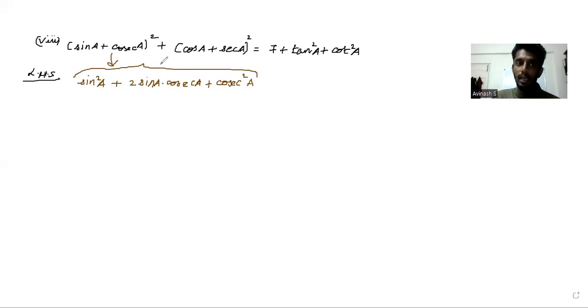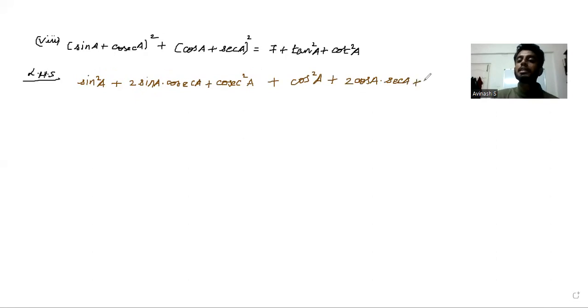Likewise, I'm going to expand the other term, which is cos square a square term, and then 2ab term, which is 2 cos a into sec a, plus sec square a. So now I have expanded this term. The second term I have expanded, which is nothing but a square plus 2ab plus b square again. Now, it's very clear that sin square a plus cos square a will become 1 according to identity. So this will become 1. And cosec square a, we have an identity called 1 plus cot square a.